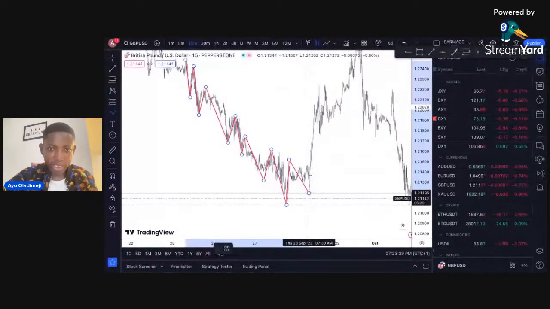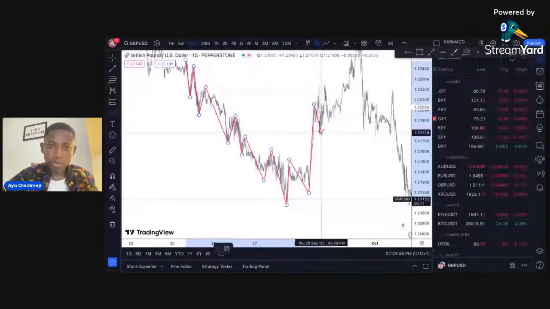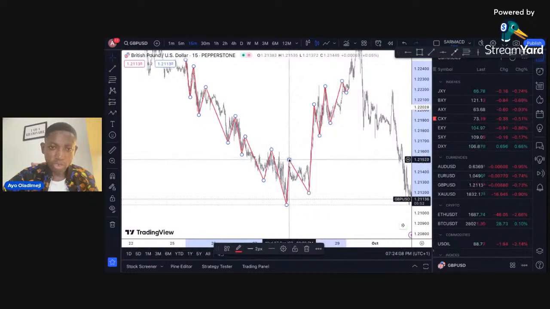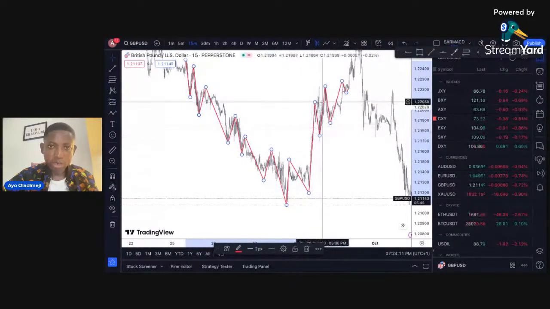But what do we have instead? We have a market that went and broke our lower high to change the direction of the trend. To change the direction of the trend. Let me just stop here. So this is where we are looking. This is where we are looking at, guys.